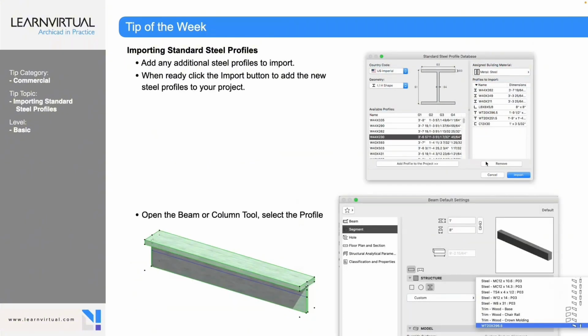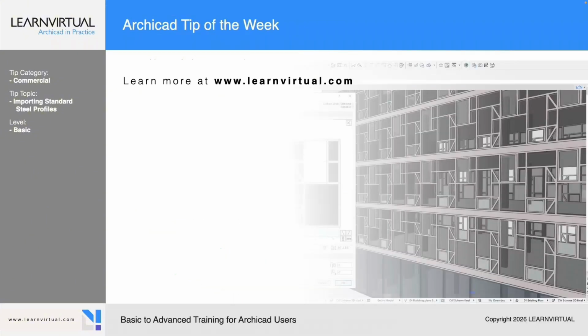So you're going to want to import. Once you've added all the various custom steel elements you want here, you click import. And then it's going to bring that into your profile manager. And then once it's there, when you go into the beam tool or you go into the column tool and you select segment, and then you go down here and select the profile option down here, which selects custom, you can then see where we have the ability to select each of these steel elements that we added from our standard steel profile database. And that is the tip of the week.